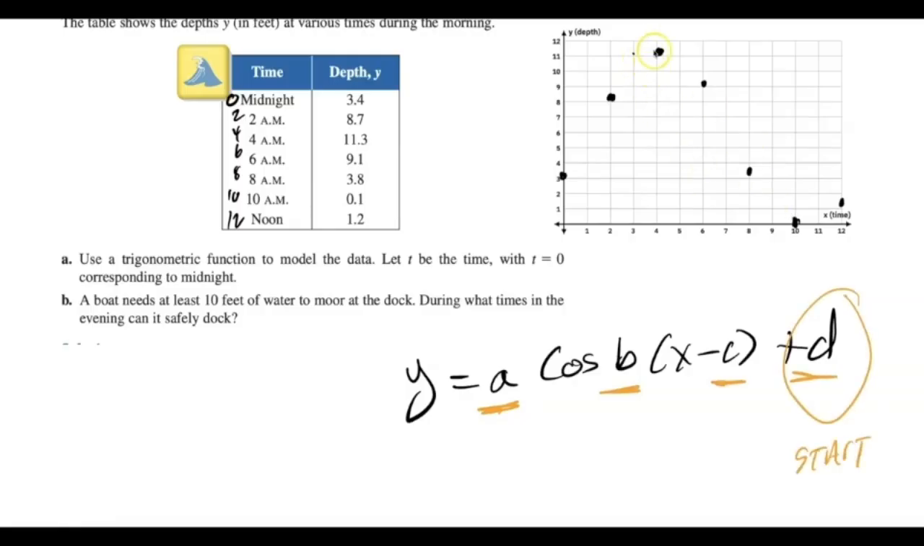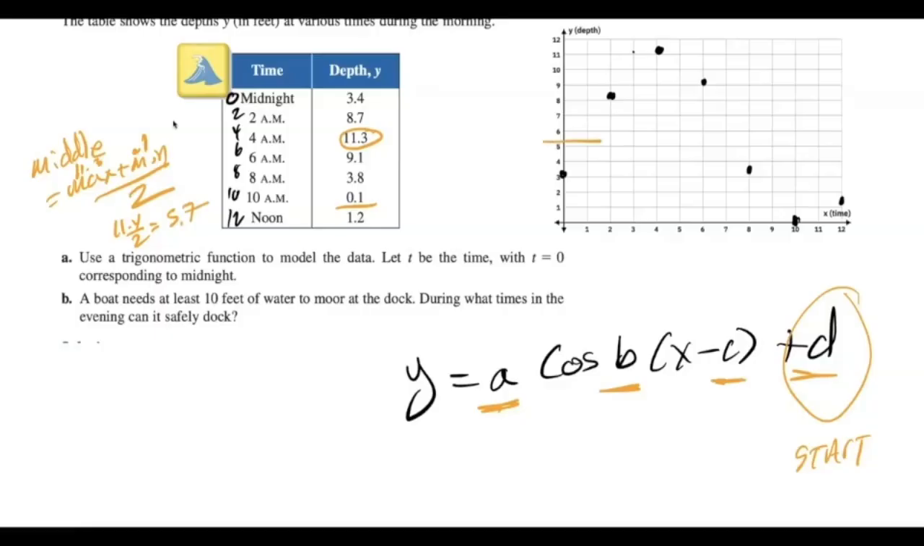The middle of anything, you take the max plus the min and divide by 2. So our max here is 11.3 plus the min 0.1. You get 11.4 divided by 2, which is going to be 5.7. That's your middle. Around 5.7 is the middle of our graph.